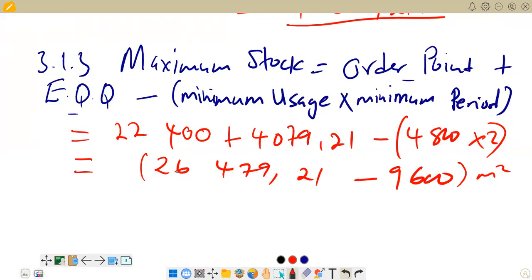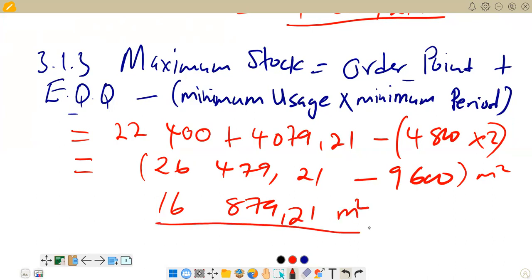So now we subtract 26,479.21 minus 9,600. We are going to get 16,879.21 meter squared. So that's the final answer that we have in terms of the maximum stock. So this is our maximum stock, 16,879.21 meter squared. So this is what we have.